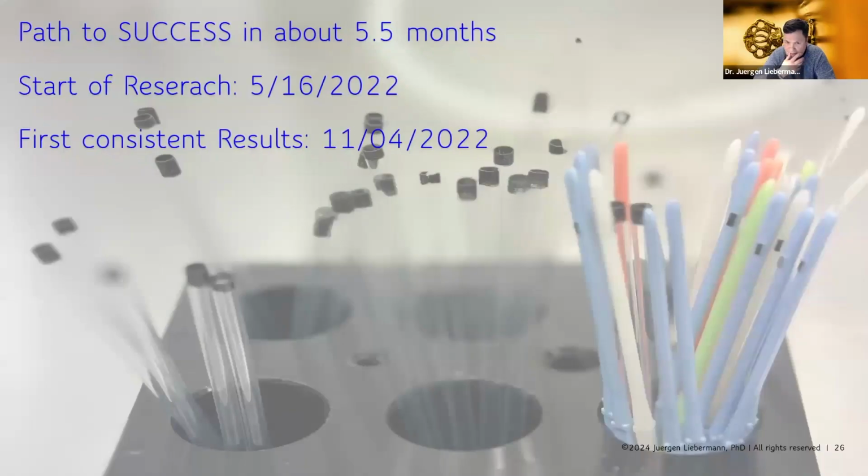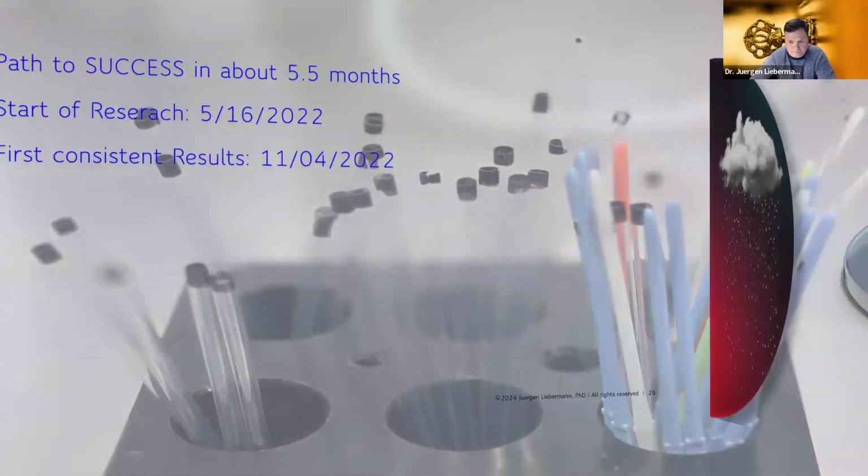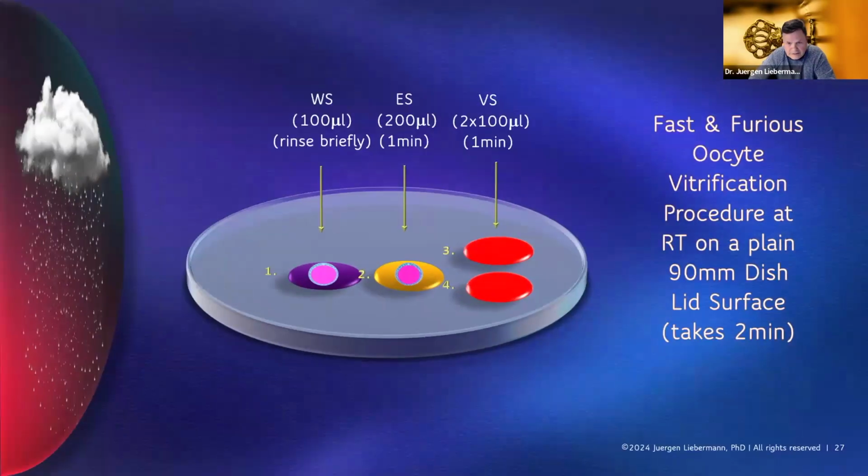And so I started my research in May of 22, and it took me about 5.5 months until I found the protocol I want to present here, what I consider as successful. And this is my protocol, how I freeze oocytes, GVs, metaphase 1, metaphase 2, zygotes, as well as cleavage stage embryos. We start with a drop of VS, briefly rinsing the oocytes.